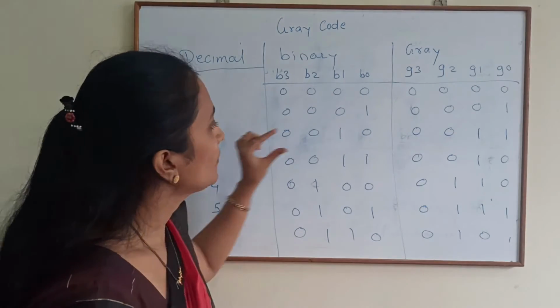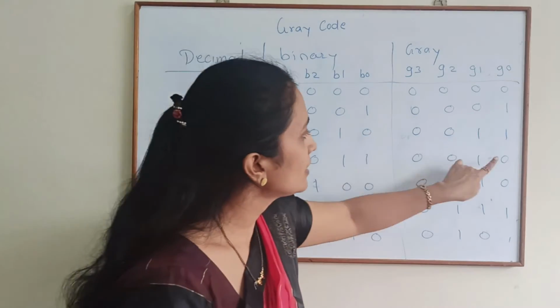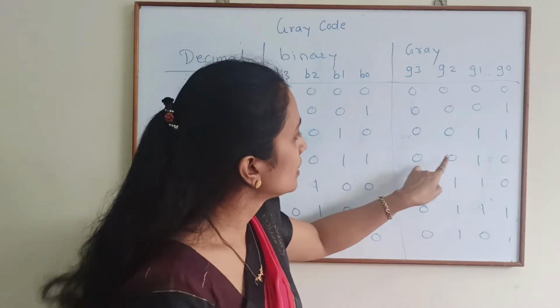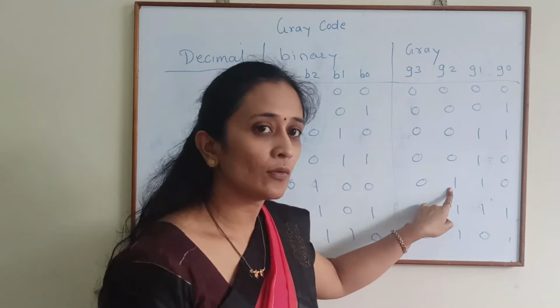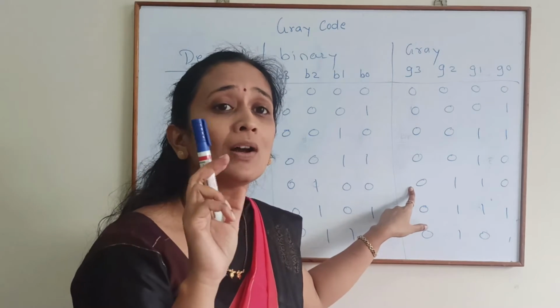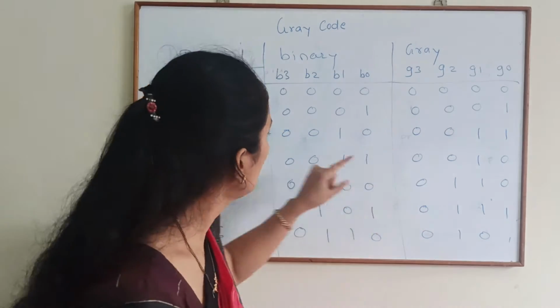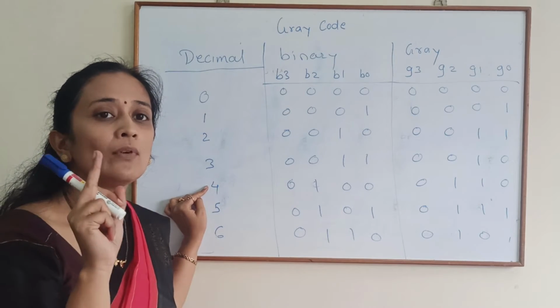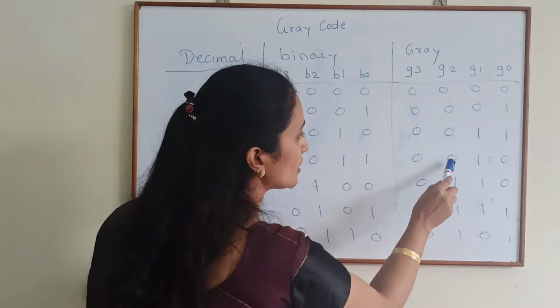If we take the same numbers in Gray code, here 0 is as it is, 1 is as it is, 0 switches to 1, first switching, and 0 is as it is. So only one switching is there. Therefore, two successive numbers differ in only one bit. Only one bit is changed, 0 to 1.